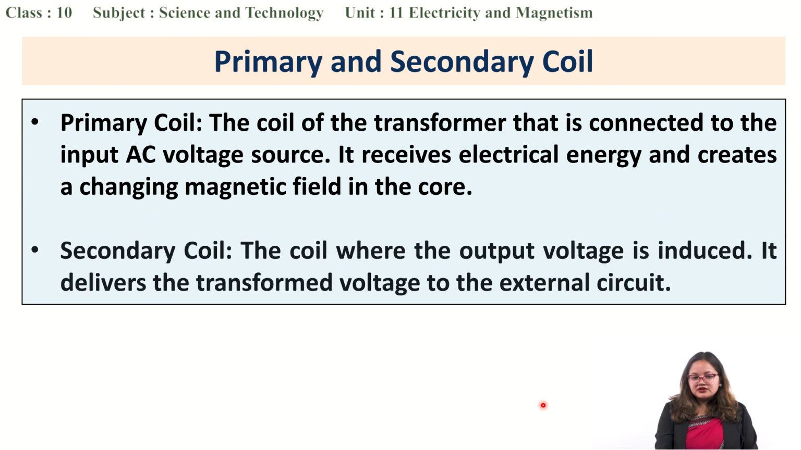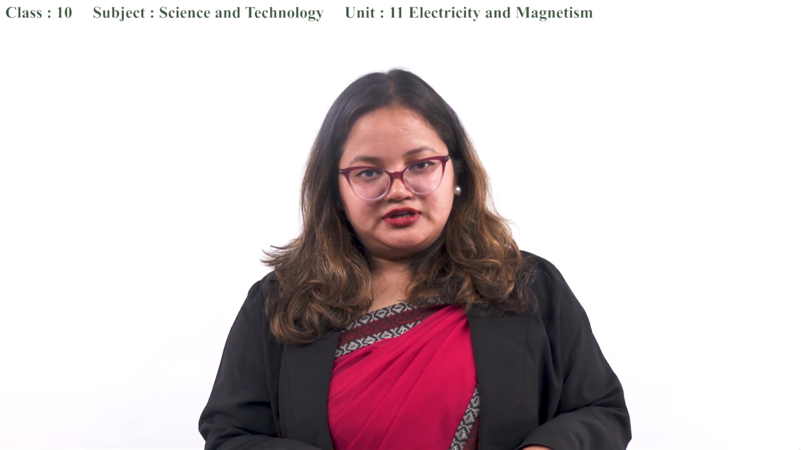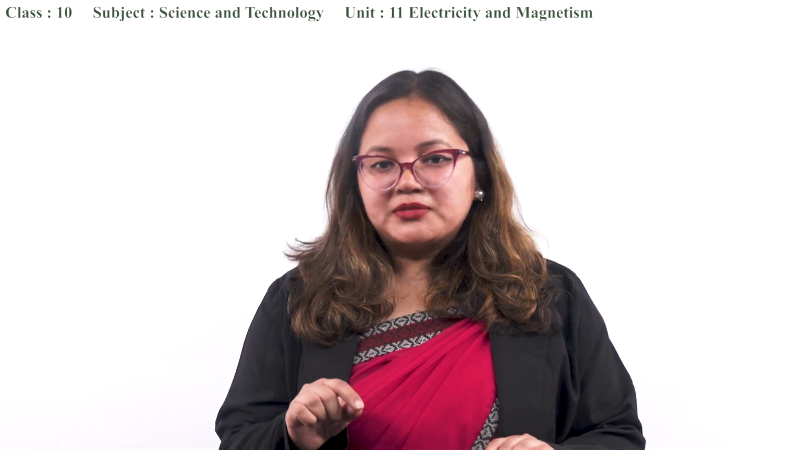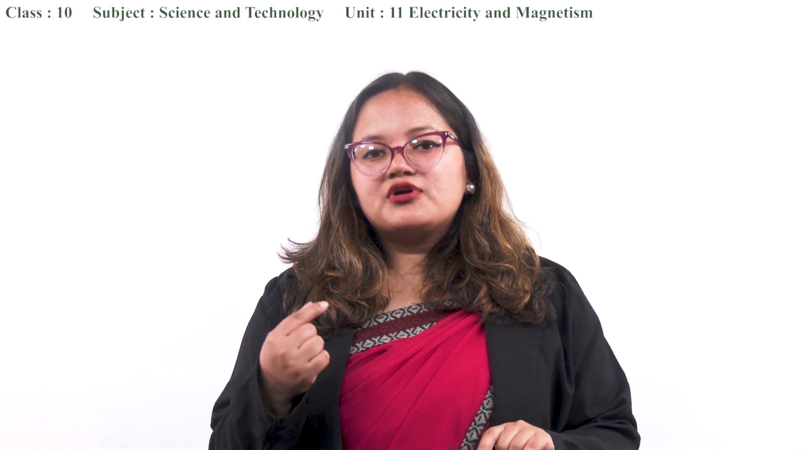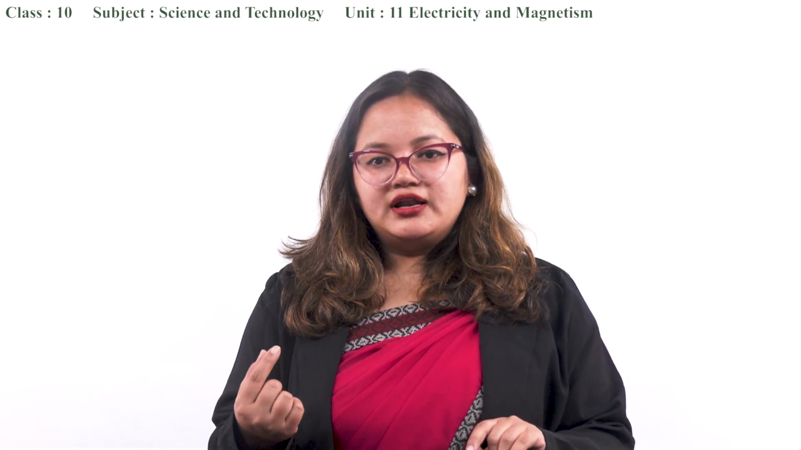So what is the secondary coil? The secondary coil is the coil where the output voltage is induced. It delivers the transformed voltage to the external circuit. So the source is connected to the primary coil. That is what we are using. Now, according to your requirement, we can change the number of windings on the secondary coil and get the required voltage on the output side, right?